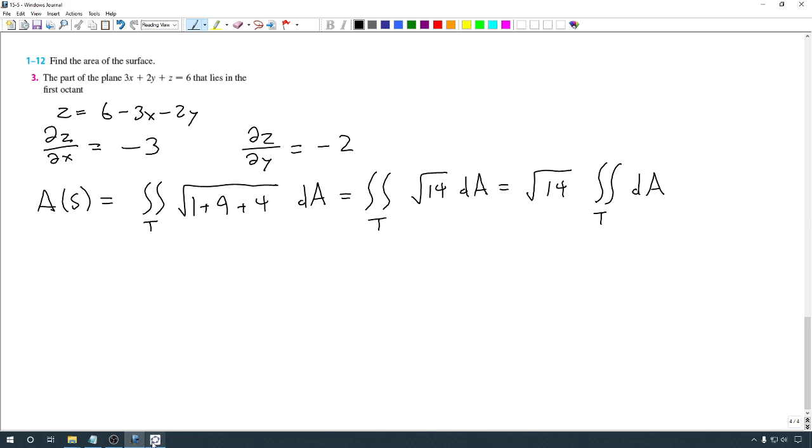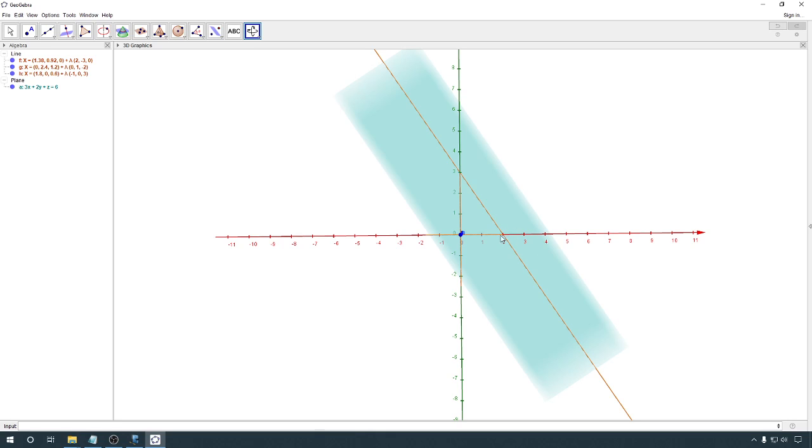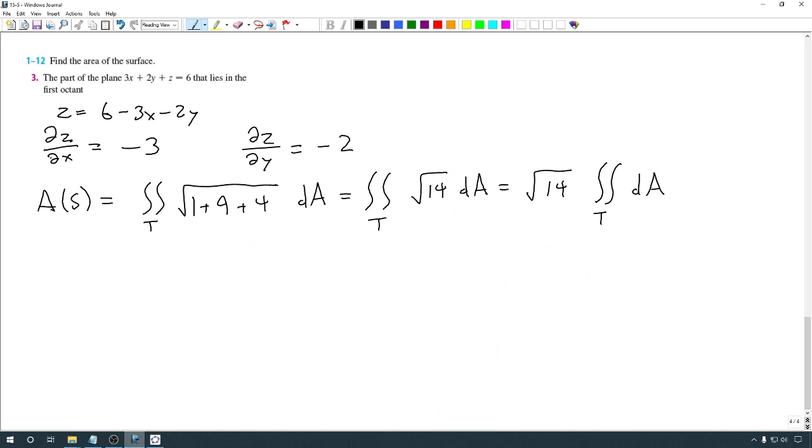And it's actually a right triangle. We know that our plane is actually intersecting our x-axis at 2 and our y-axis at 3, so it's a right triangle with a base of 2 and a height of 3. We can find that area really easily. So you can say the area of T is just half of 3 times 2, or just 3. And so our double integral is just going to be 3 times the square root of 14.